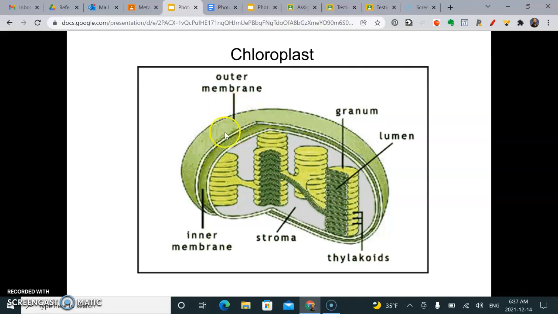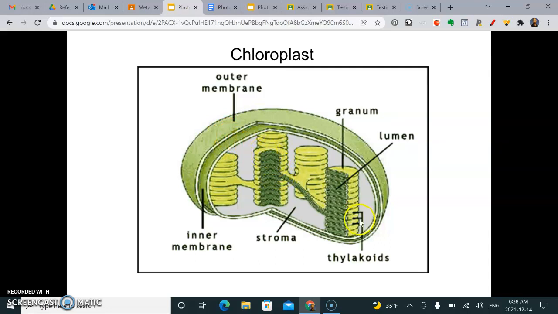The chloroplast, so the new cell that was engulfed, performed a role of producing energy for the host cell, and the host cell provided protection for that early bacteria. Then over time it evolved as just an organelle that's present in eukaryotic plant cells. Okay, so there's two membranes. Then we have these little stacks of discs.